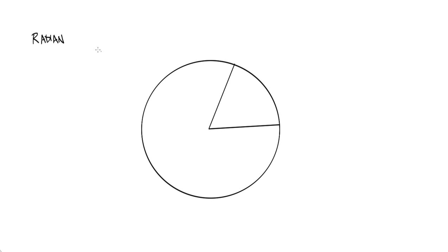Let's define what a radian is. Here's the picture of a circle. This is the center of the circle right here. So this is a central angle. You probably learned that in geometry. A central angle is an angle that has its vertex on the center of the circle. And we're going to label this angle with our unknown angle symbol, which is theta, the Greek letter theta that we commonly use for angles.